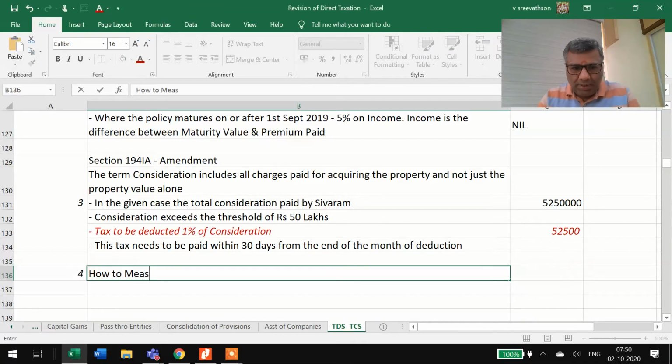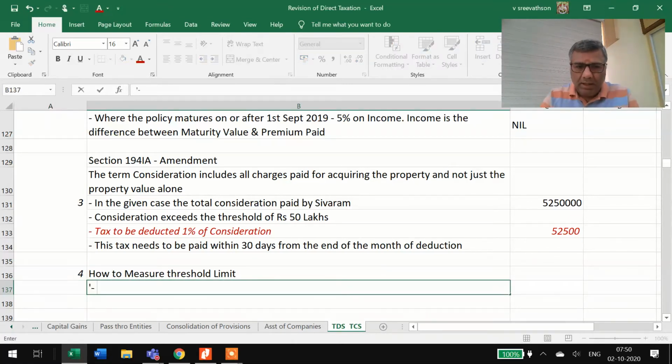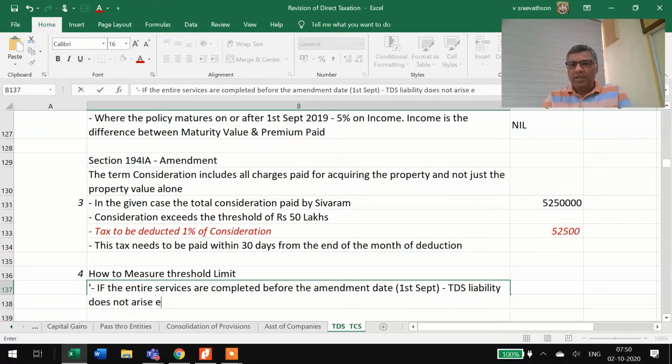How to measure the threshold limit. If the entire services are completed before the amendment date, what is the amendment date? 1st September. Before the amendment date, TDS liability does not arise even if payment is made after that.